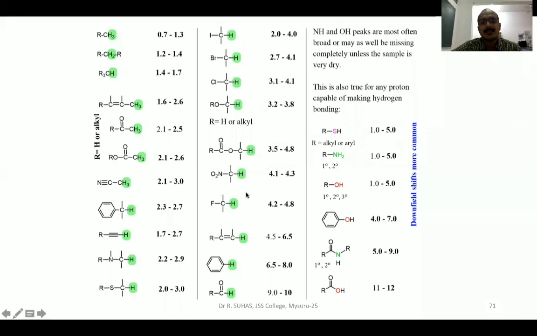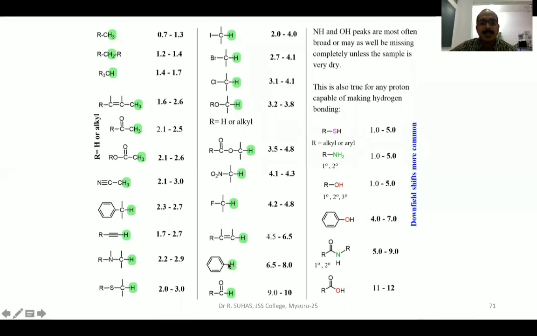This is fluoro, which is the most electronegative, and hence we can expect very high chemical shift value 4.2 to 4.8. This is ether linkage 3.2 to 3.8. This is ester 3.5 to 4.8. If the hydrogen is attached to nitro group, then it is 4.1 to 4.3. This is alkenic or vinylic 4.5 to 6.5.